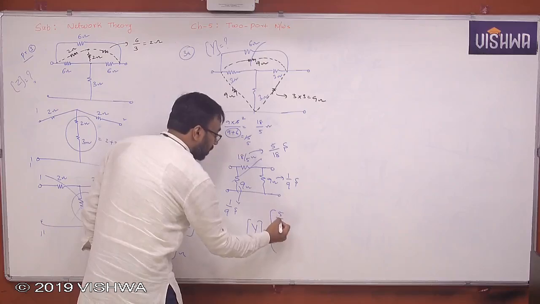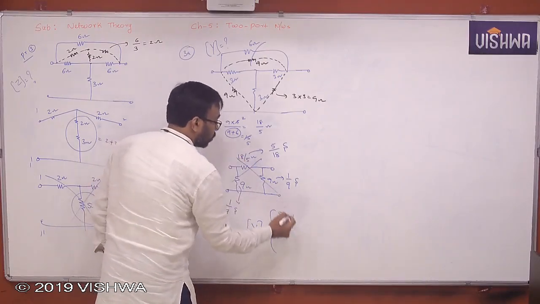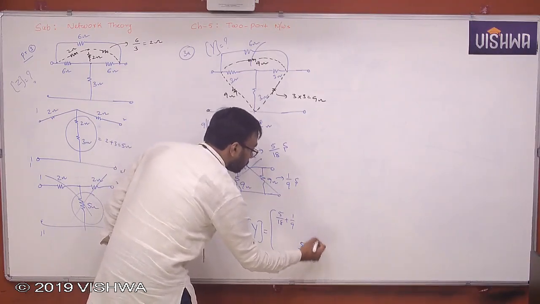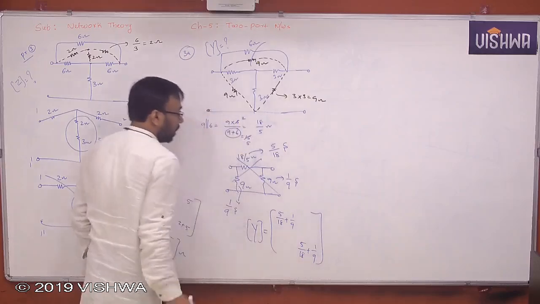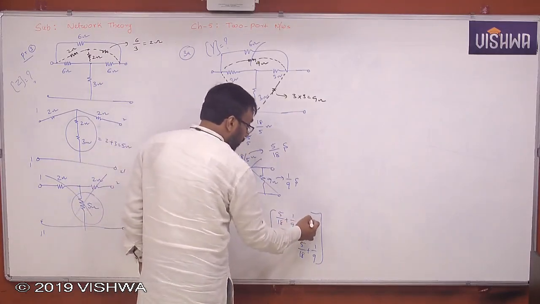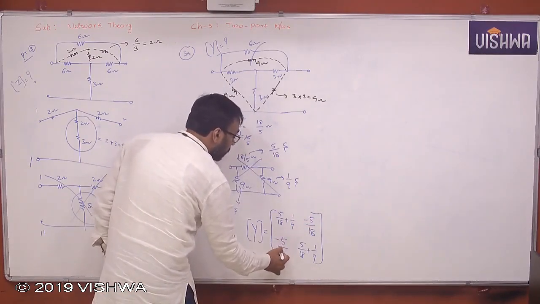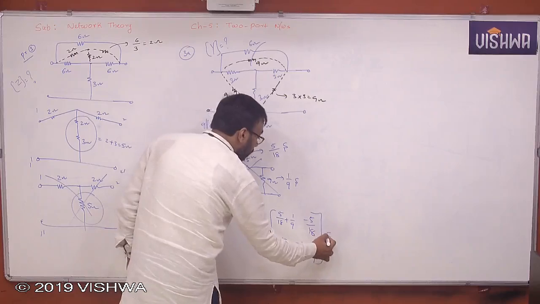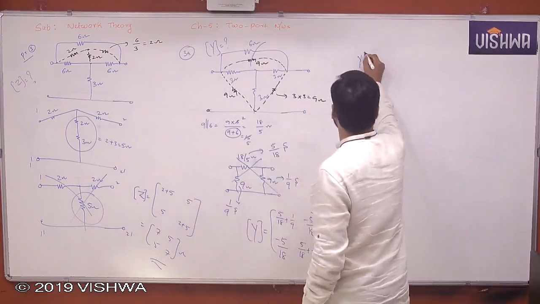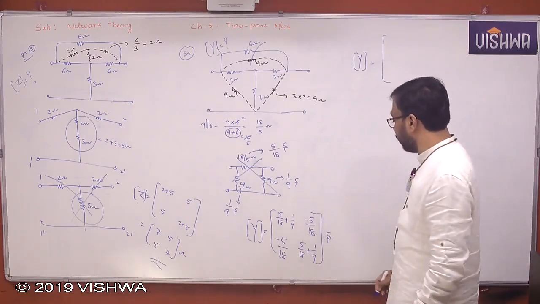What do you get? 5 by 18 plus 1 by 9, adding these two. Now the negative of this value, YC, right? So minus 5 by 18 Siemens. Understand all of you? Okay. So what do you get here? Tell me. The Y matrix will be, what do you get here?